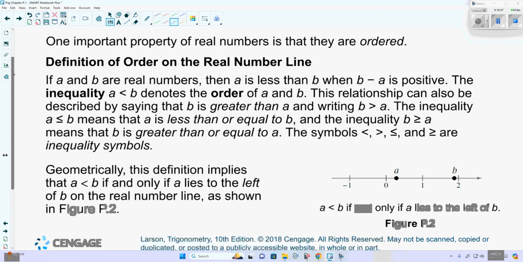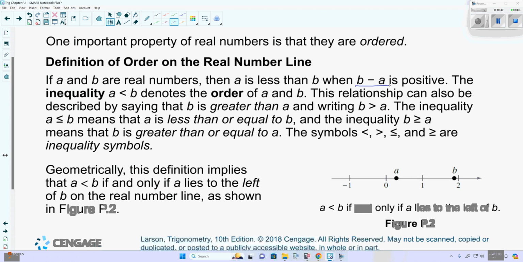Well, if I take any number and subtract the smaller number from the bigger, we should end up with a positive number. As if B is 10, A has to be less than it, so 9. 10 minus 9 is 1. No matter how we write it, it's always going to end up positive.